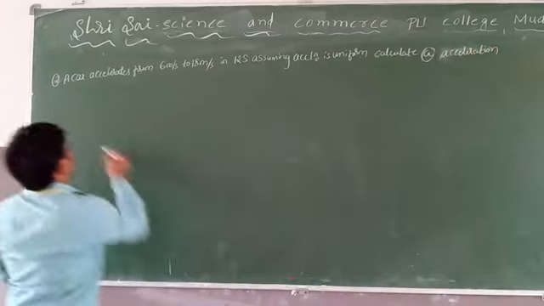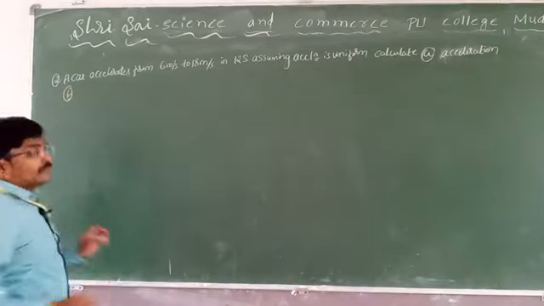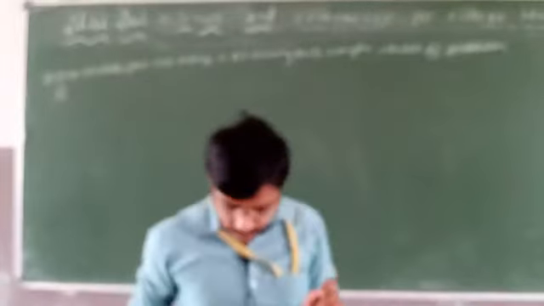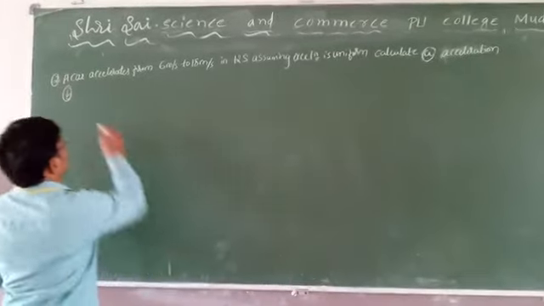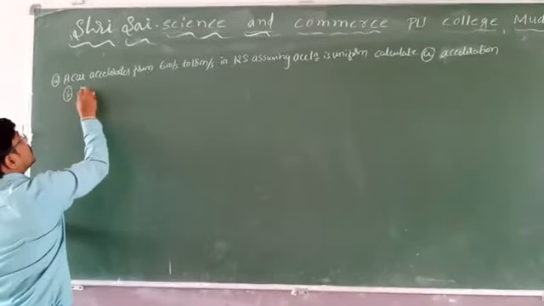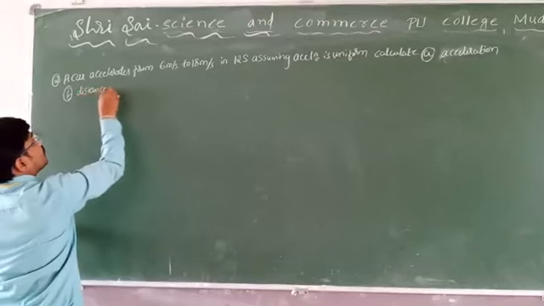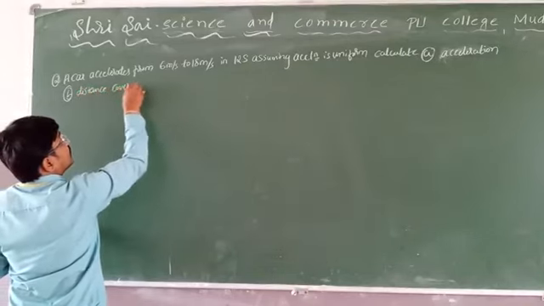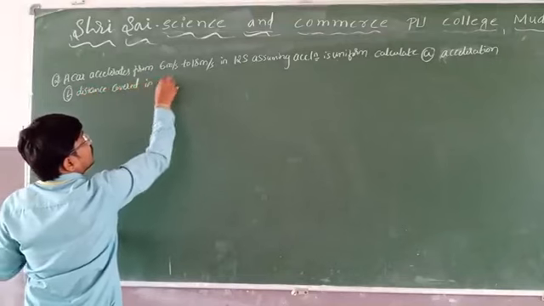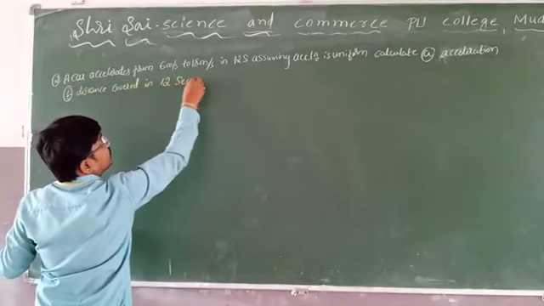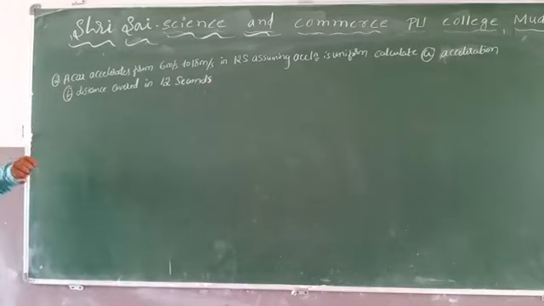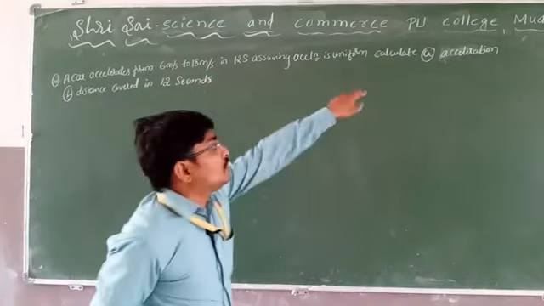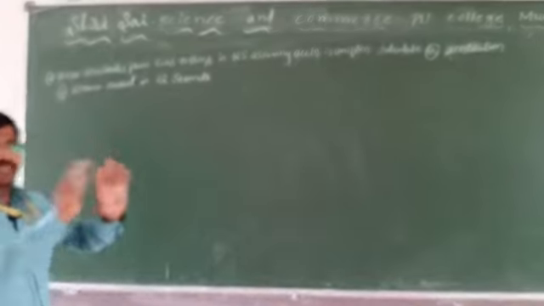Calculate acceleration, and B, calculate the distance covered in 12 seconds. B part is the distance covered in 12 seconds. See, here they ask two parts. This total question is asked in two parts.